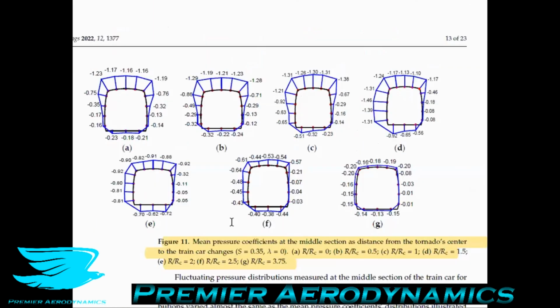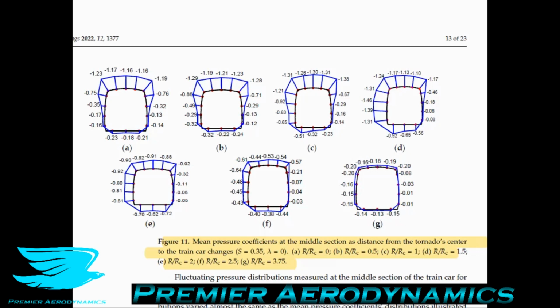Figure 11 is pretty cool. It has the mean pressure coefficients at the middle section of the train at distances from the tornado center of right in the center, then 0.5 times the radius, so still in the tornado, but sort of halfway between the center and the edge. Then at the edge of the tornado, then 50% away from the edge, then very far away from the tornado. And they have a bunch of them.